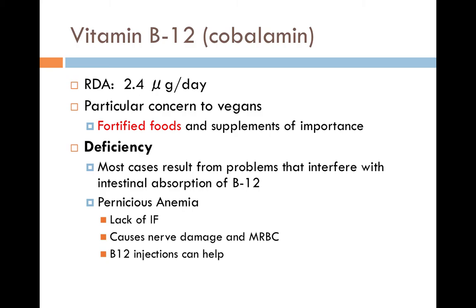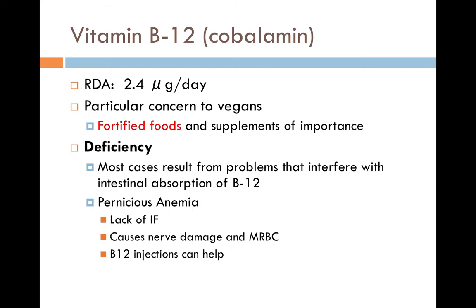Most cases of B12 deficiency result from problems that interfere with intestinal absorption of B12. It's mostly due to issues not with the intake of B12 from the diet, but with the release of B12 from the animal proteins itself. Because most people who have problems with this type of malabsorption can still produce the intrinsic factor, dietary supplements of the synthetic form of B12 can be used to increase absorption.